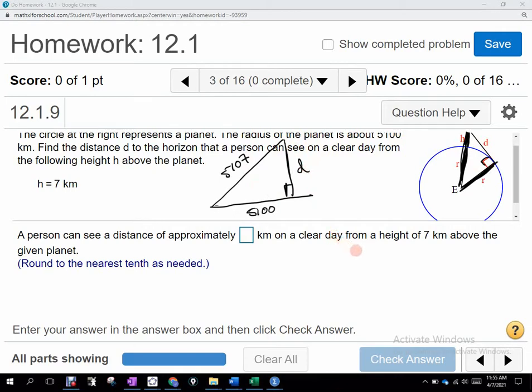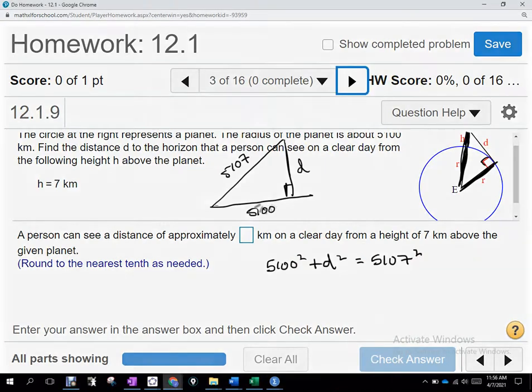Does that make sense? So what can I use to find D? I can use the Pythagorean theorem. I'll write this out: 5,100 squared plus D squared equals 5,107 squared. I'll let you finish solving that, but that's how you would finish that problem. Okay, so that's question 3. Does that help?